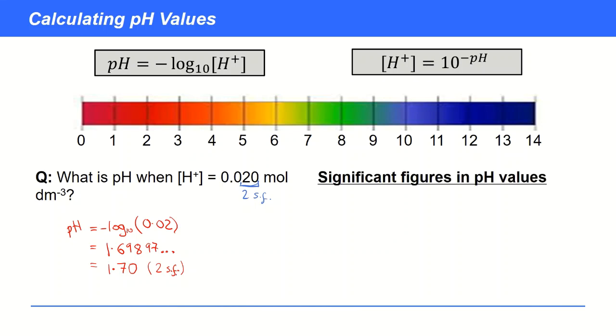Now why is that? Well, significant figures in pH values are a little bit different, and in fact the only significant figures are these two after the decimal place. So for significant figures in a pH value, only the figures after the decimal point are significant.